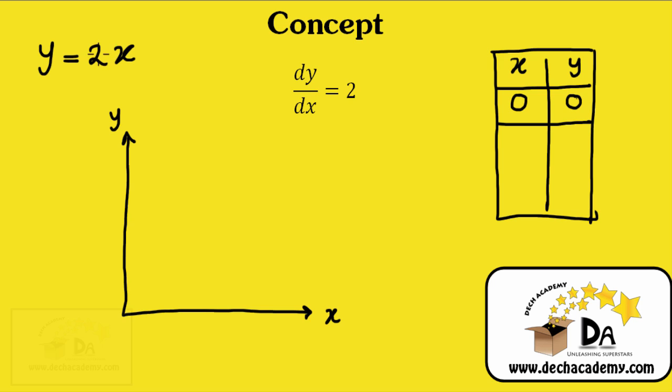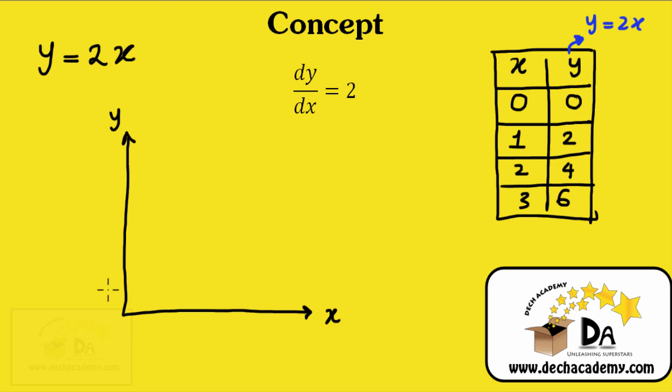When x is 1, y is equal to 2 times x. So this function, y is equal to 2 times x, means whatever x is, to determine the corresponding value of y, you need to multiply the x value by 2. So when x is 1, y is equal to 2 times 1, which is 2. When x is 2, y is equal to 2 times 2, which is 4. When x is 3, y is equal to 2 times 3, which is 6.